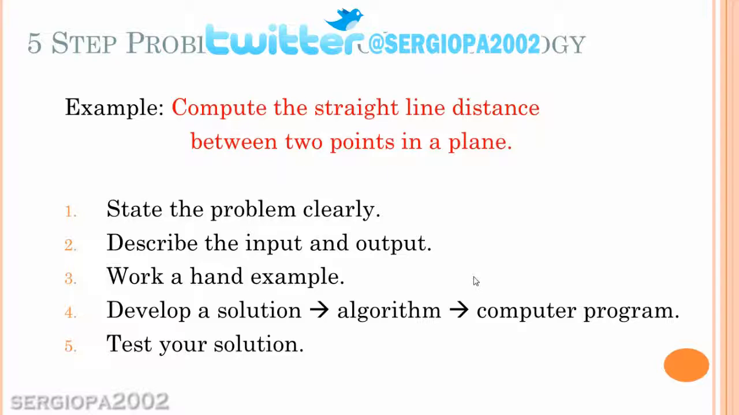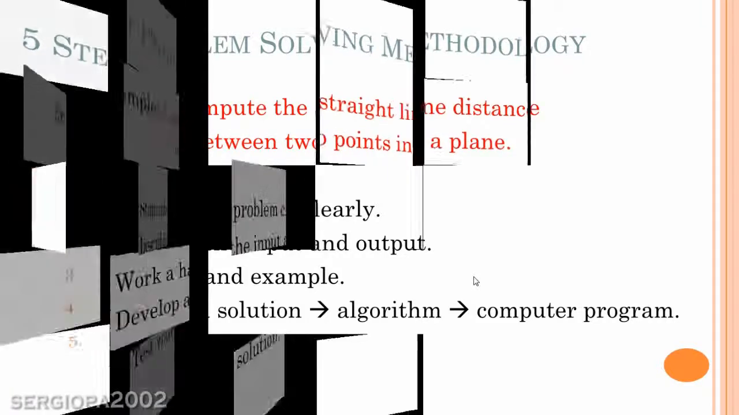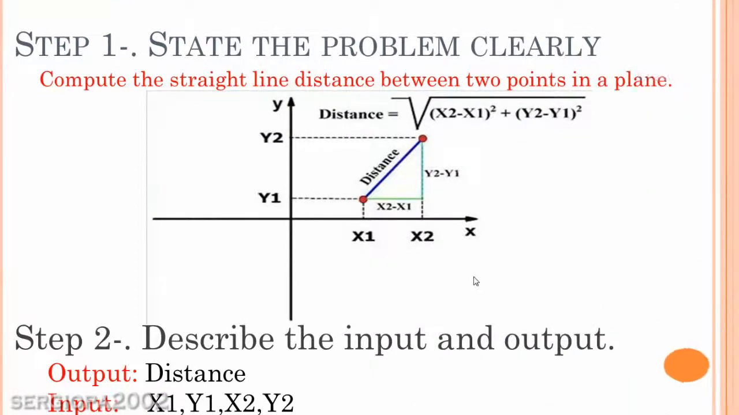So the first steps will be first to state the problem clearly, then describe the input and output, then work a hand example, develop the solution, which in this case is going to be an algorithm or a computer program, and then test this solution. So the first step will be again stating the problem clearly. So we know what we need to do, which is computing the straight line distance between 2 points.